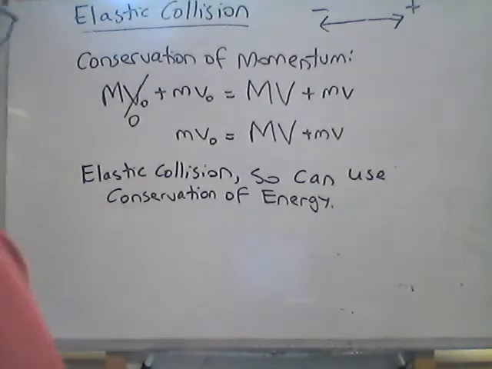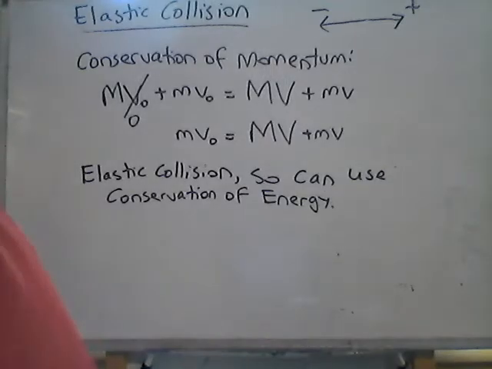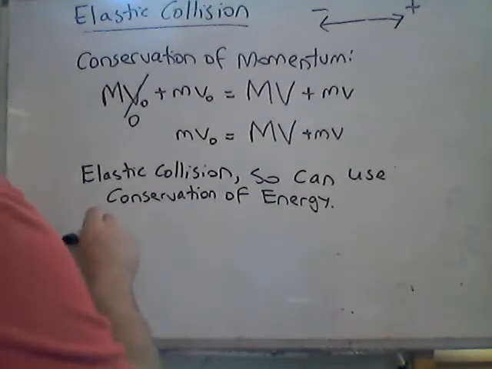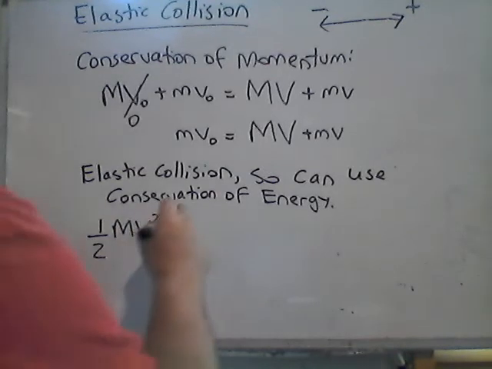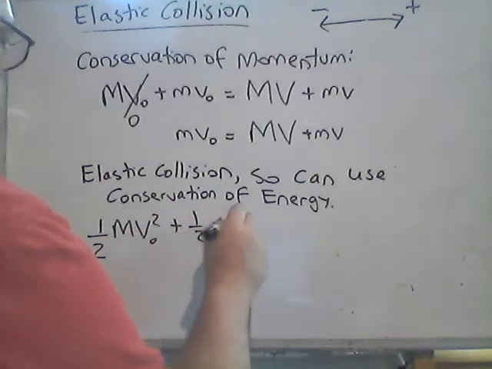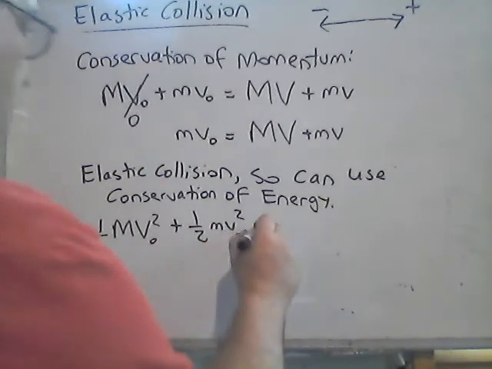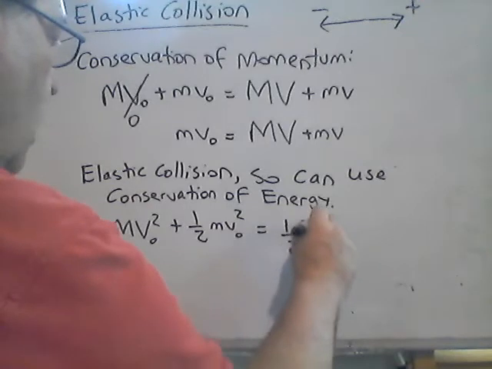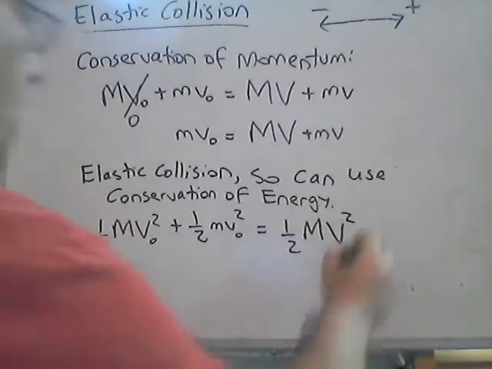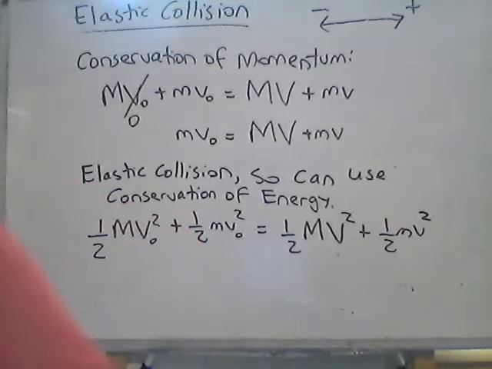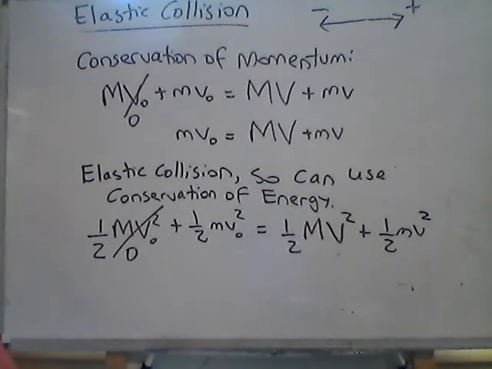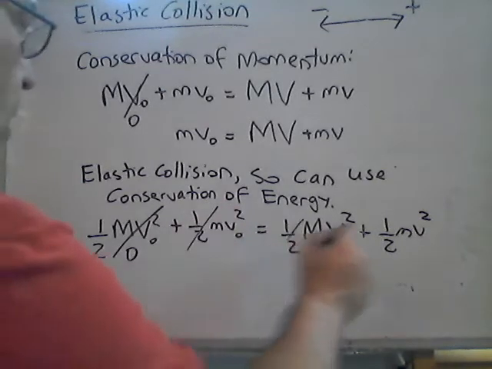Great, and you can only use conservation of energy in elastic collisions, all right? That means that I can write down: the total kinetic energy of the goalie before plus the total kinetic energy of the puck before is equal to the total kinetic energy of the goalie afterwards plus the kinetic energy of the puck afterwards. And again, the goalie was at rest, so there is no kinetic energy for the goalie. And I can cancel out all these one-halves as well.